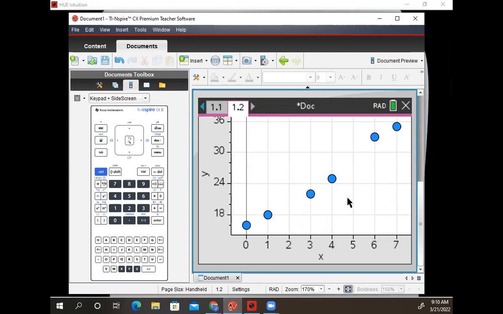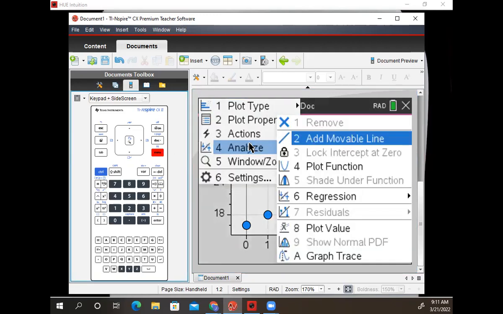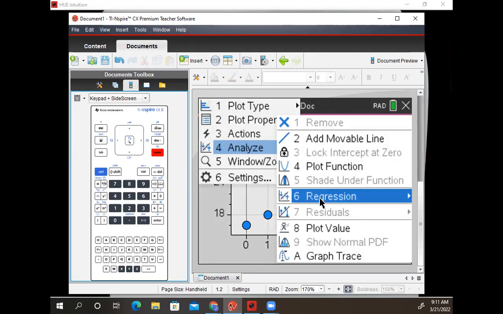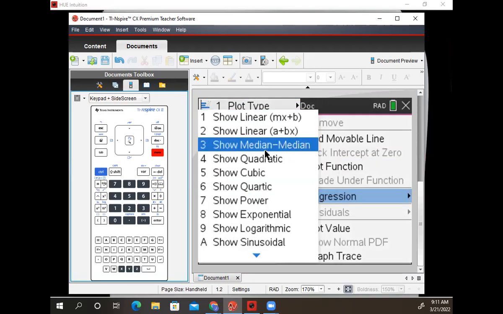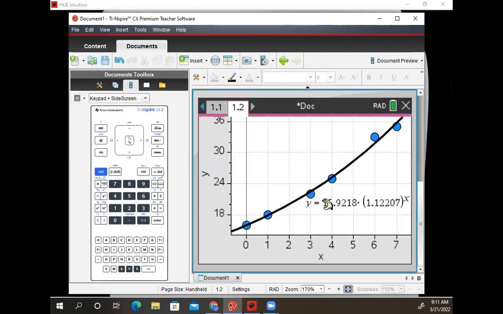Now, I think it would be reasonable to say this might be a linear pattern here. It looks a little linear, but our problem specifically says to find an exponential regression. So I'm going to find an exponential function that fits this, but it does look kind of linear. So I'm going to go to menu and then down to analyze, and we've done this already in this unit, and then down to regression. And then I want to select exponential. So I'm going to go down the list. There's exponential, and I'm going to select exponential. So here I've got an exponential function that fits this.